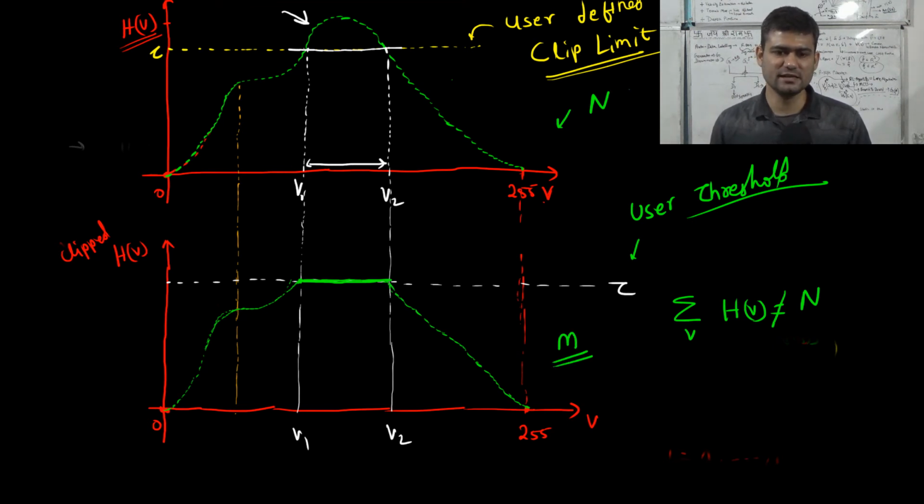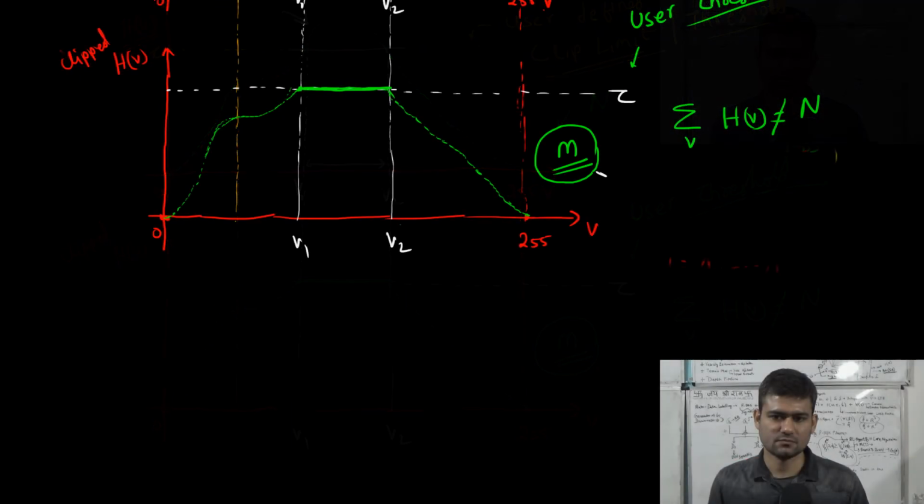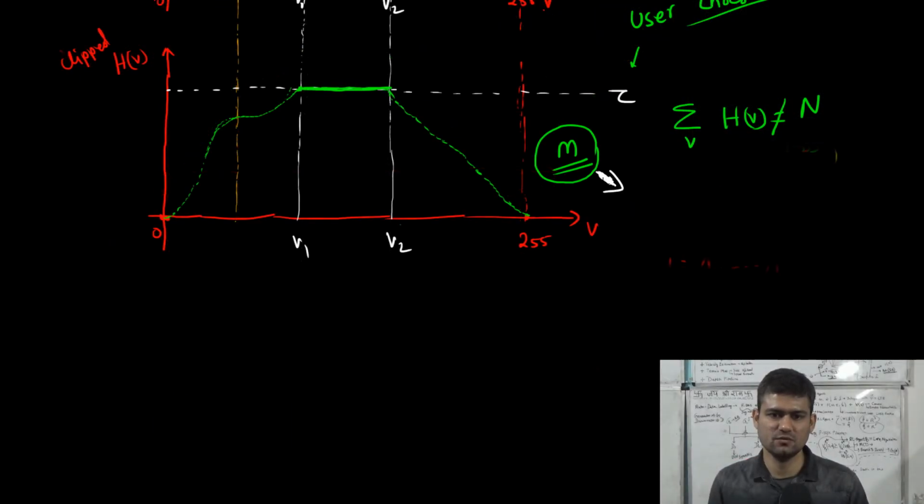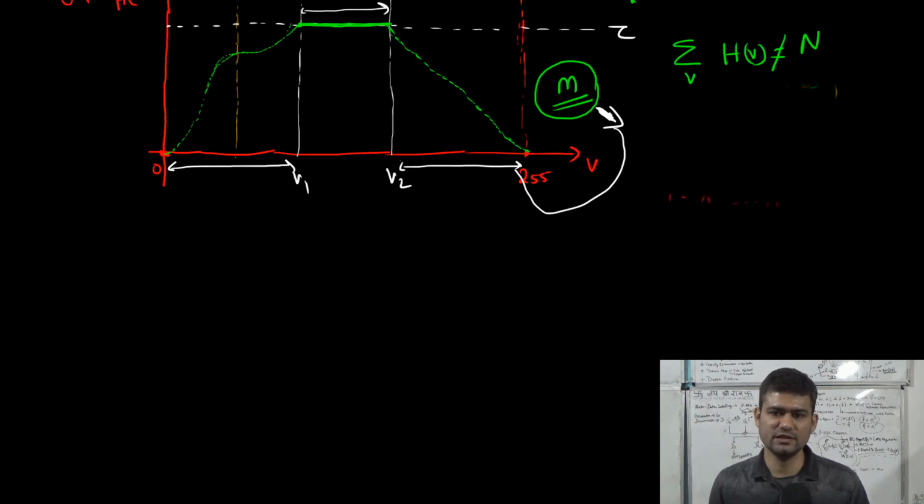So the next step is to redistribute the clipped histogram to all the other intensity values. So now these m pixels which were clipped in this region would be redistributed to all the other intensity values. So the height of the histogram in all the other regions will increase. And we distribute these m clipped pixels uniformly among all the other bins. So for example, this is our intensity value 1, intensity value 2, and so on up to intensity value V1. Then we have this intensity value, so we can call them bins. So each of these bins is going to get these m pixels uniformly.